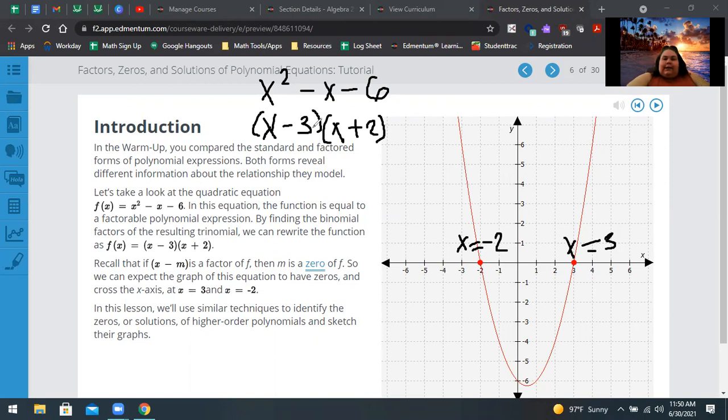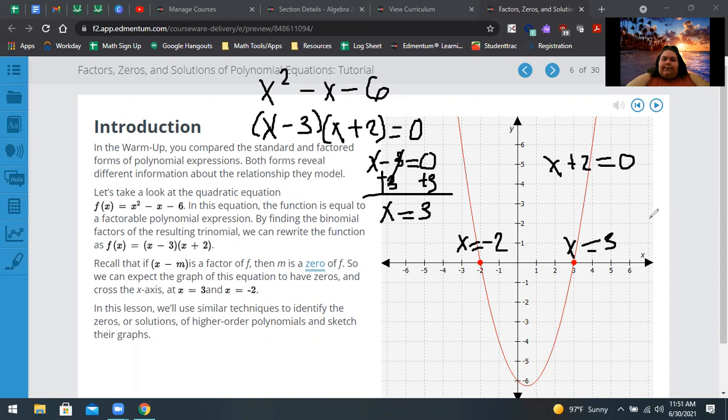Now, here you do have to take an extra step. You have to make sure that this was set equal to 0, and then separate the 2 factors. So you would have x minus 3 is equal to 0, and x plus 2 is equal to 0. And then you're asked to solve by getting x alone. So for this minus 3, the opposite is adding 3 to both sides, which gives x equals positive 3. And then for this x plus 2, we subtract 2 on both sides, and we get x equals negative 2. Our answers match up to our graph.